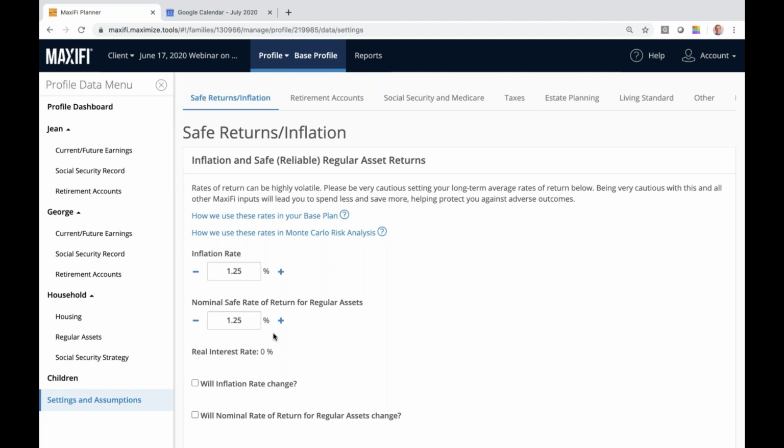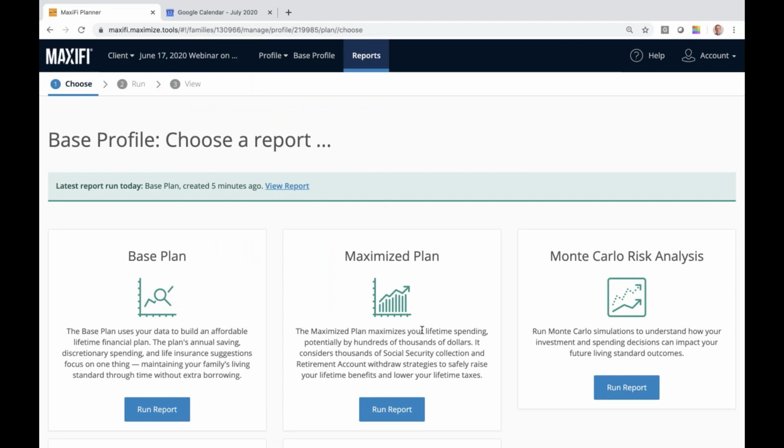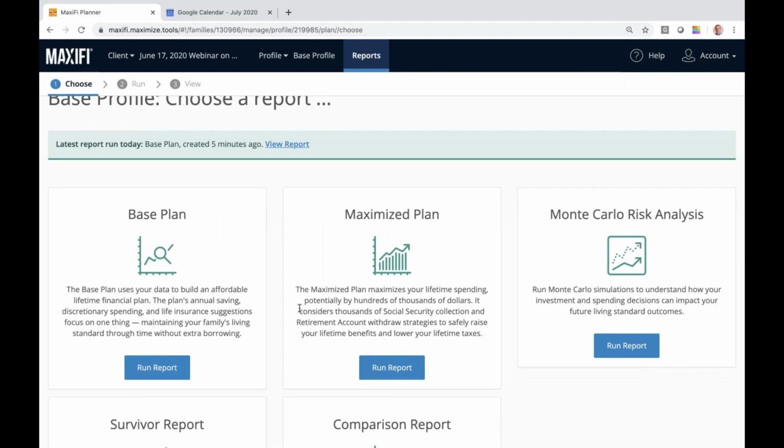So this is basically what we're assuming, that you can earn zero in real terms because you can actually go out there in the market and buy a 30-year TIPS, Treasury Inflation Protected Security. You can buy it today, and at the time it was yielding zero. I think today it might be yielding something slightly positive, but it's going to be close to zero. So what we're doing here in this part of the program, in the base plan and the maximization plan, is assuming that you can get that safe 30-year TIPS return for sure.